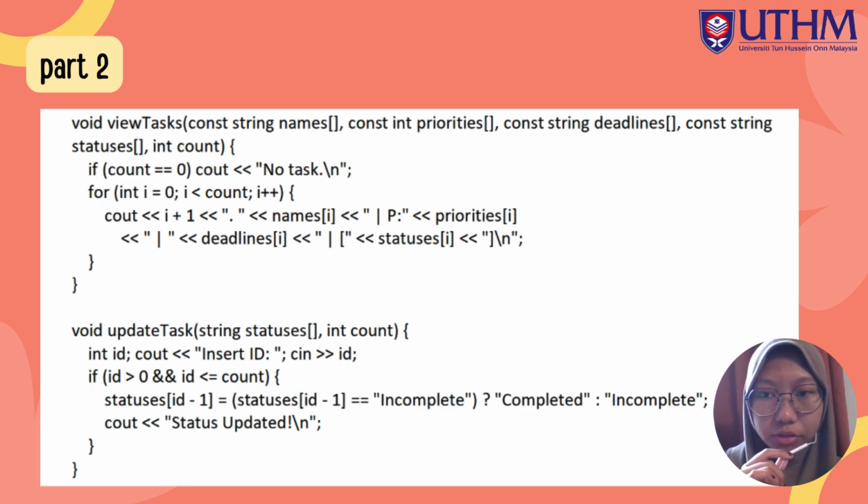And then cout displays a success message after the status change. Then put a bracket to end the if statement and also end the function.